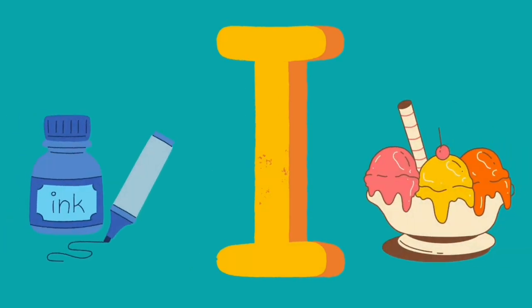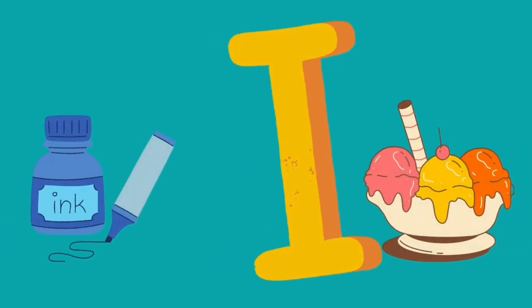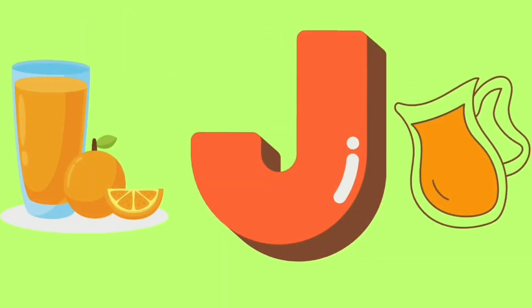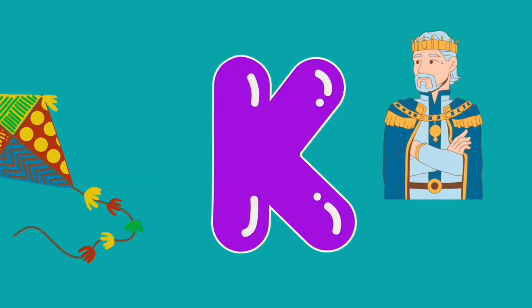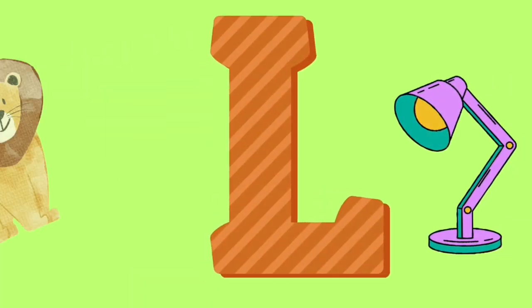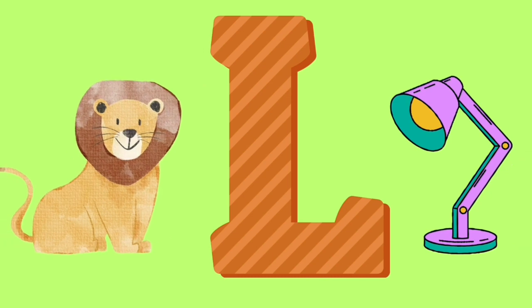I for ice cream, I for ink. J for juice, J for jug. K for king, K for kite. L for lion, L for lamb.